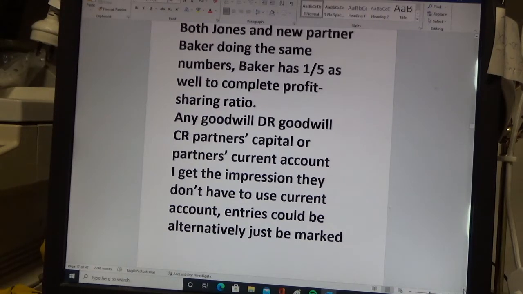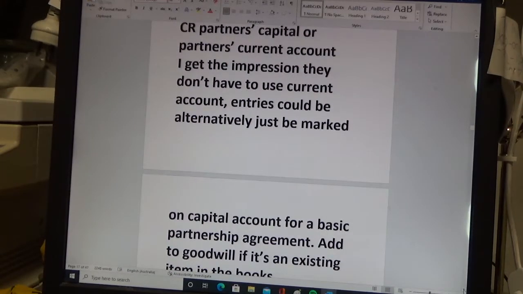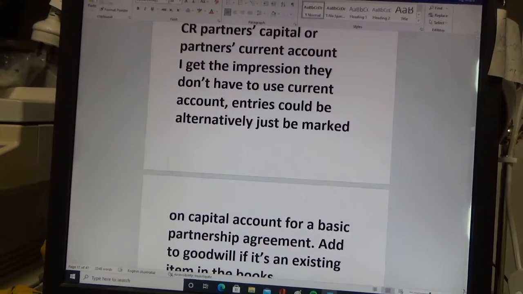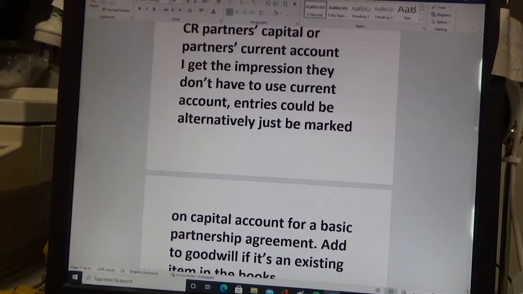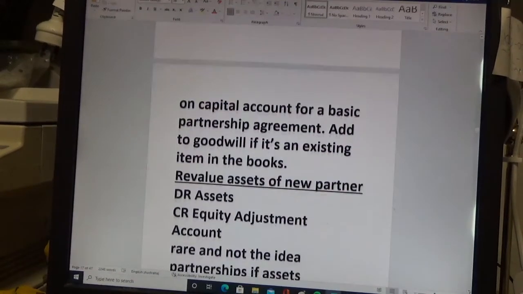in. And Baker might have paid some goodwill. Any goodwill, you debit goodwill and credit partner's capital account, or the partner's current account if there is one. It's advisable for partnerships to have a current account for the categorizations. I got the impression that for a really simple partnership, they don't have current accounts, but it's advisable.